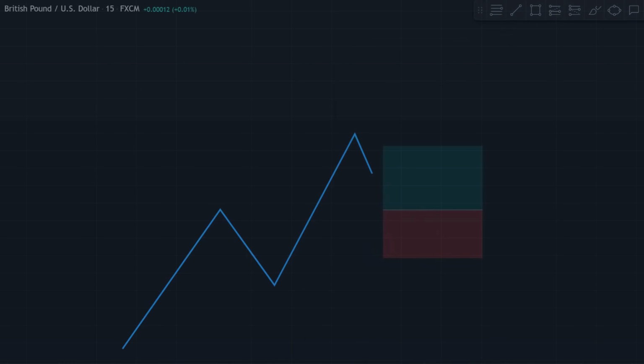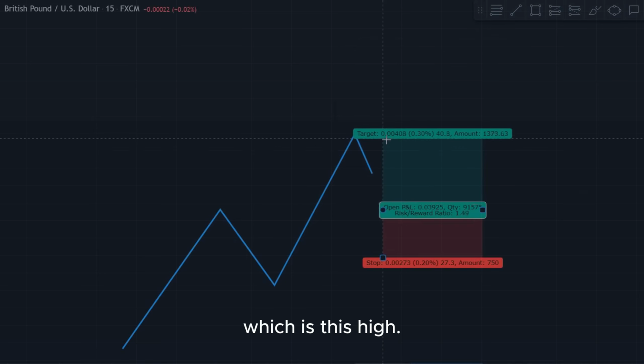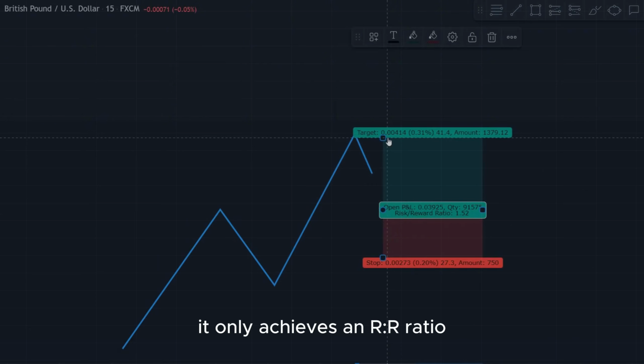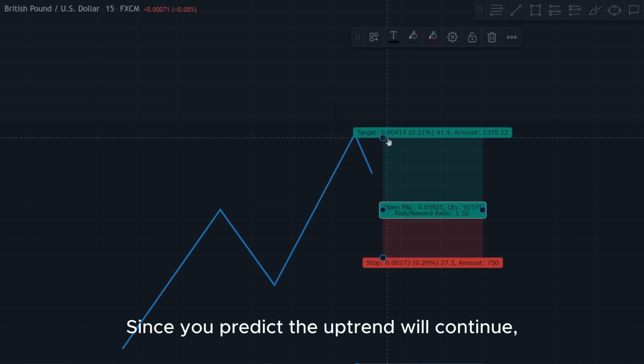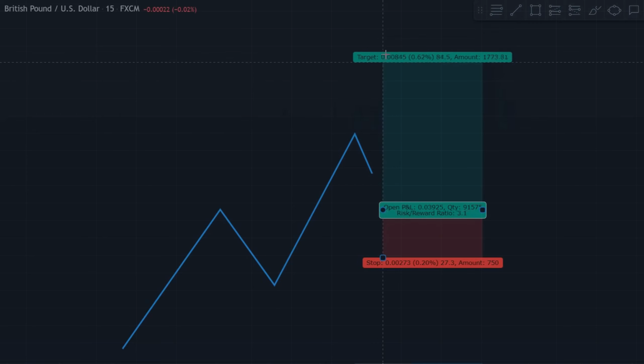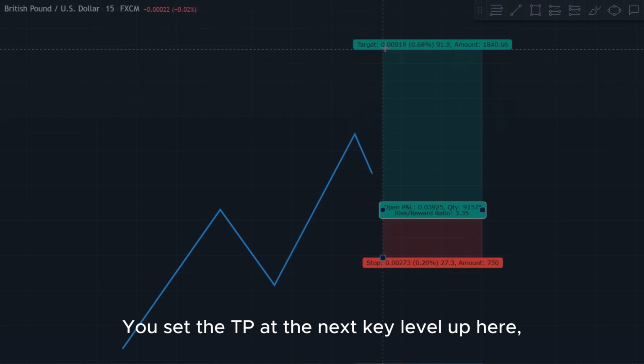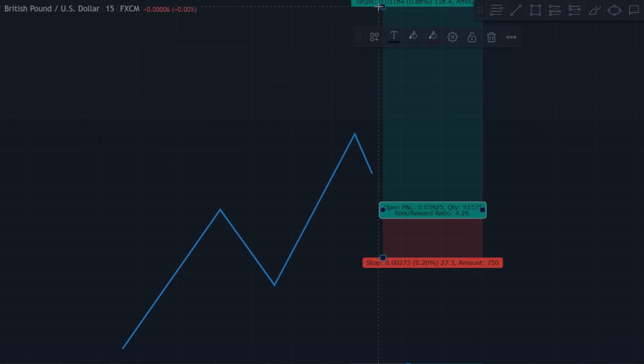So, where do we set the take profit? The safest take profit is at the nearest key level, which is this high. But in this case, it only achieves an RR ratio of 1 to 1.5. That's not even 1 to 2, it's very low. Since you predict the uptrend will continue, you want to set the TP further. You aim for a higher level. You extend it further. Referencing historical price data, you set the TP at the next key level up here, achieving a very high RR ratio.